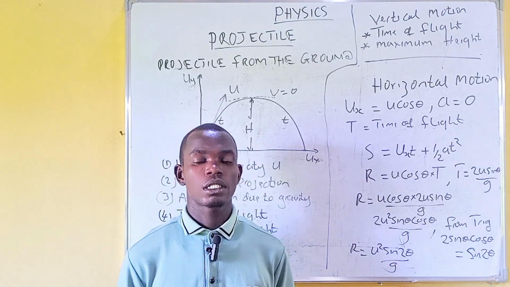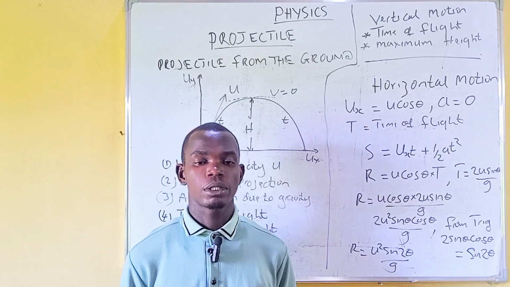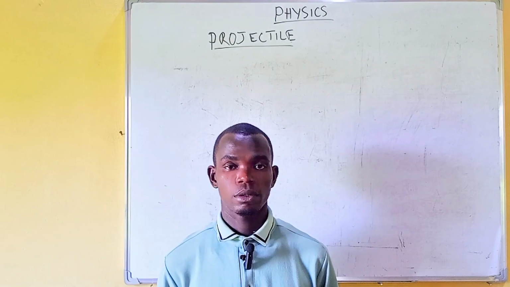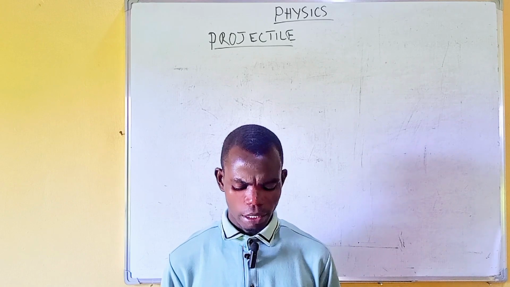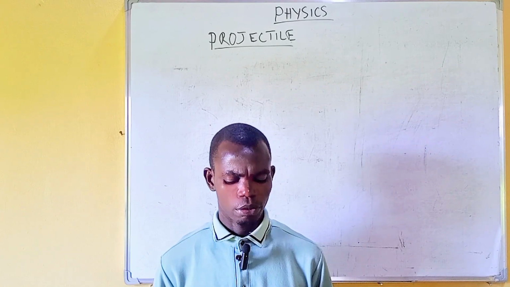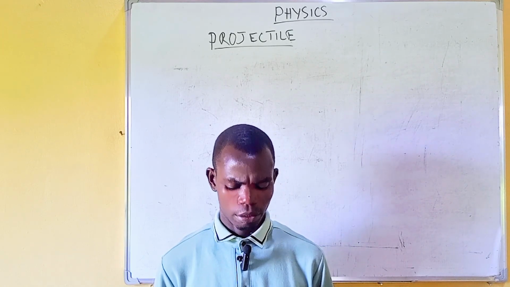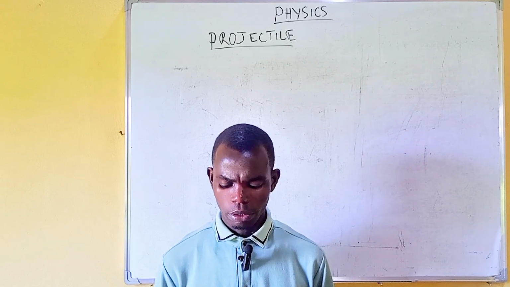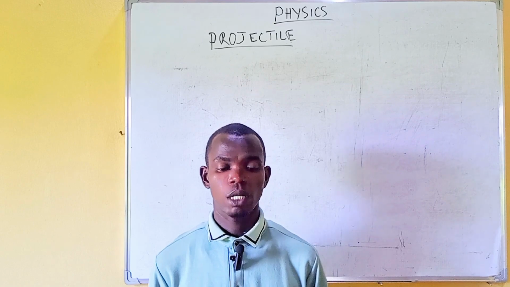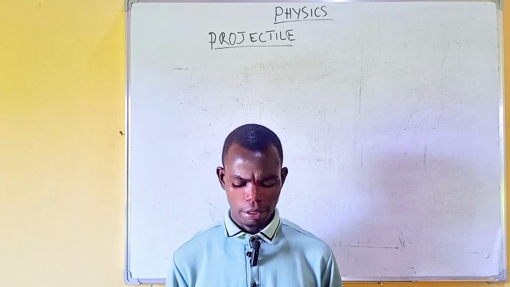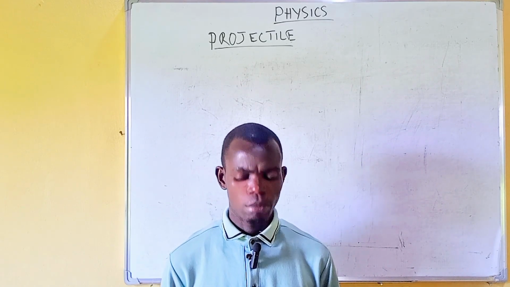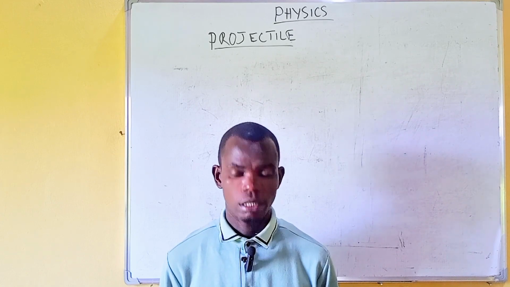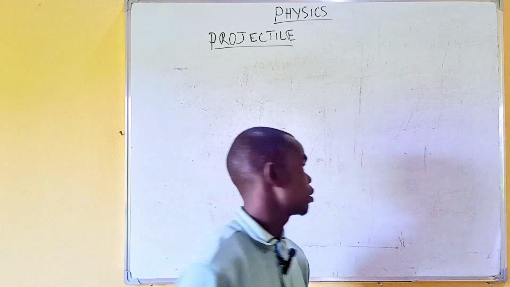So let's solve one example on projectile from the ground state. Let's look at question 1. A projectile is fired with an initial velocity of 100 meters per second at an angle of 30 degrees with the horizontal. Calculate 1, the time of flight, 2, the maximum height obtained, and 3, the range.